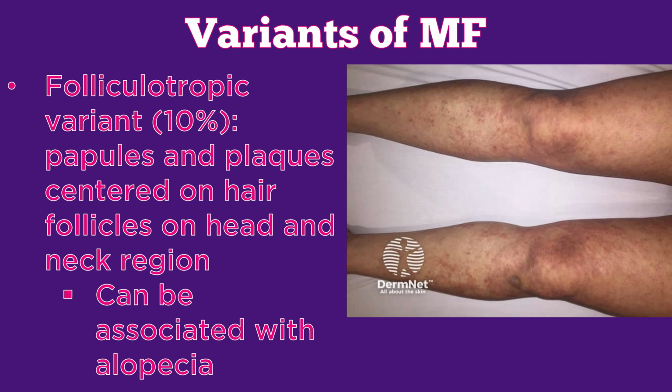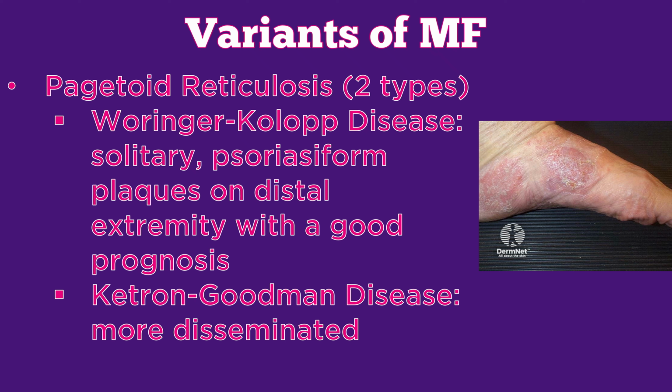Pagetoid reticulosis is an MF variant that has 2 types. 1. Woringer-Kolopp disease, consisting of solitary psoriasiform plaques on the distal extremity, having a good prognosis, whereas there's a second variant of pagetoid reticulosis known as the Ketron-Goodman pagetoid reticulosis, and that's a more disseminated form.